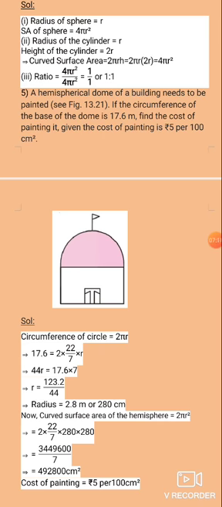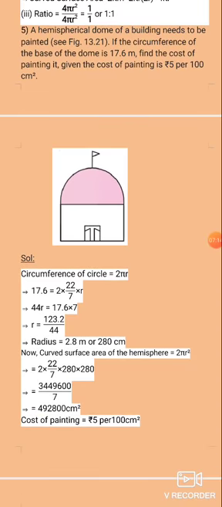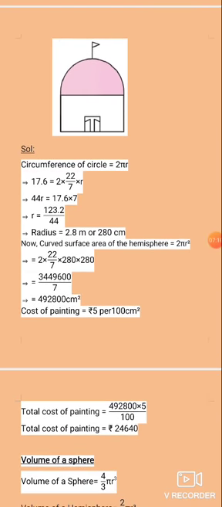Now the cost of painting, rupees 5 per 100 centimeters square, is given. So we need to find out the total cost. This much area, 4,92,800 into 5 by 100. So the total cost is equal to 24,640. Okay.